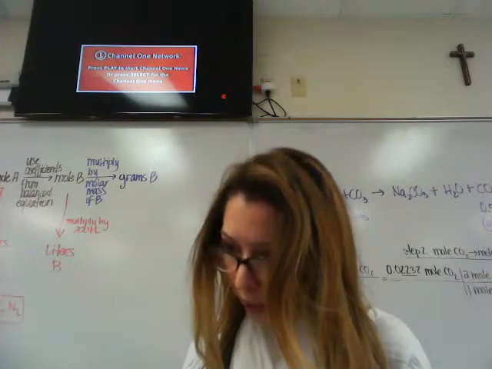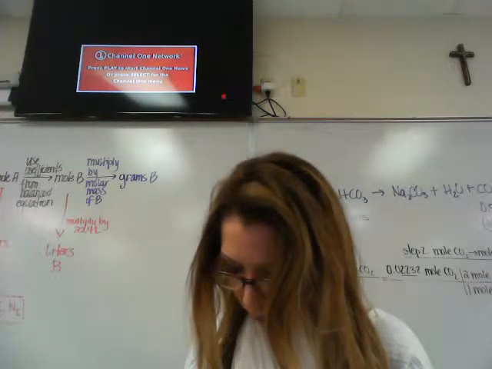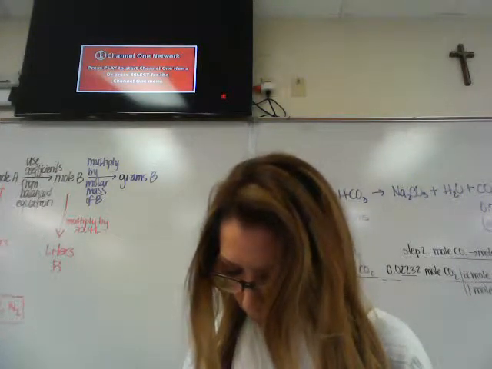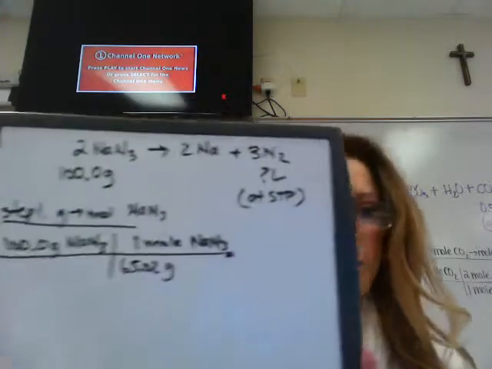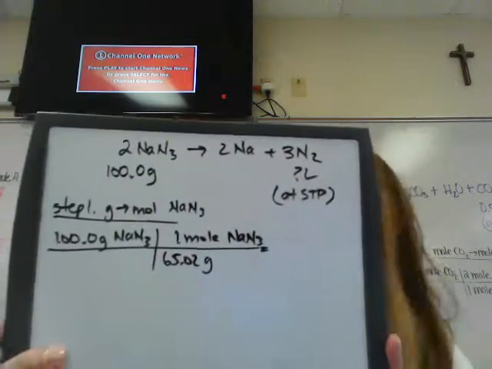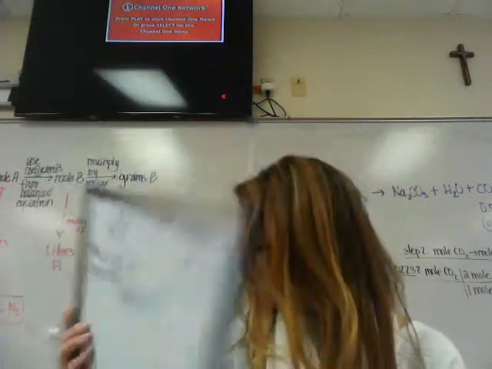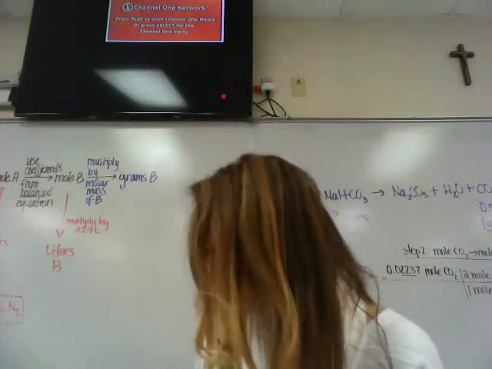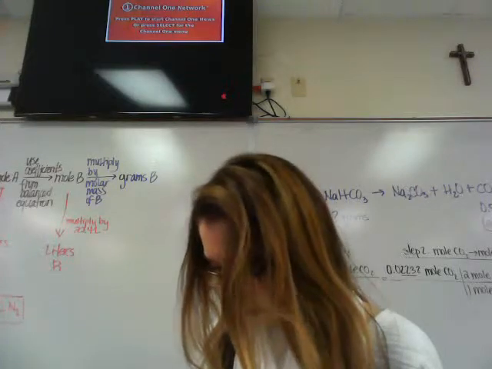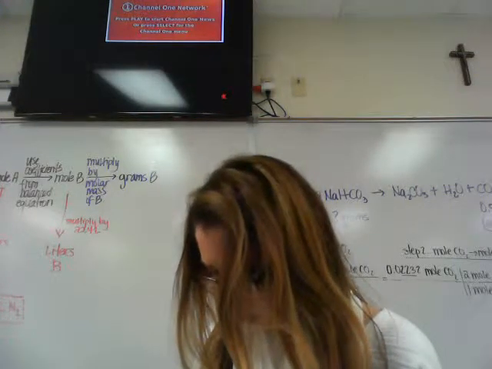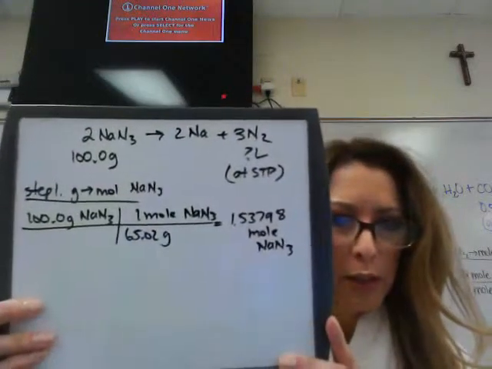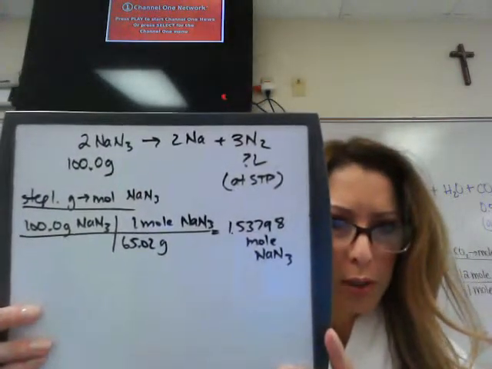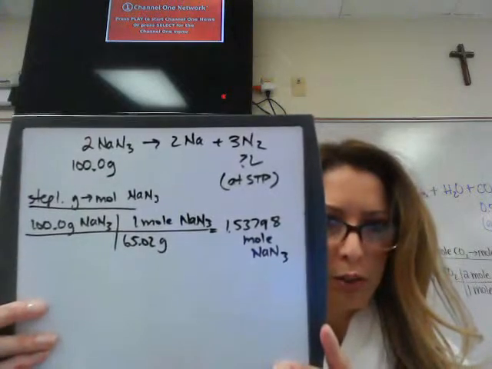The molar mass of NaN3 is 65.02. You're going to set it up like this. And it's this many moles, okay? Then you're going to convert moles of NaN3 to moles of N2 in step number 2.